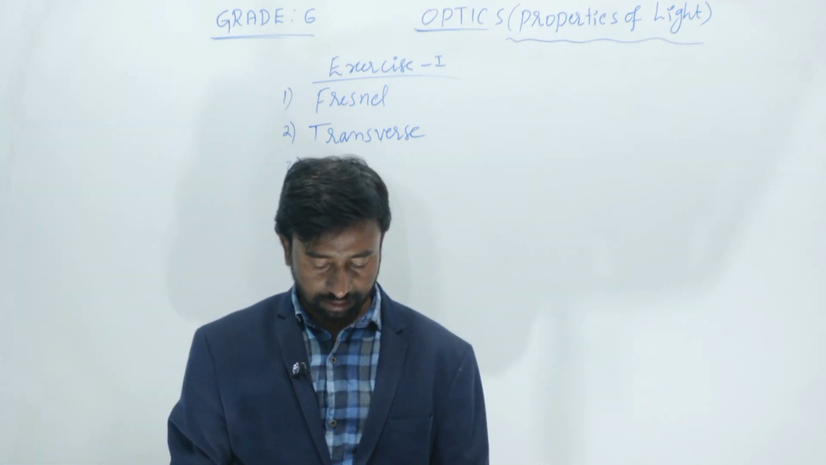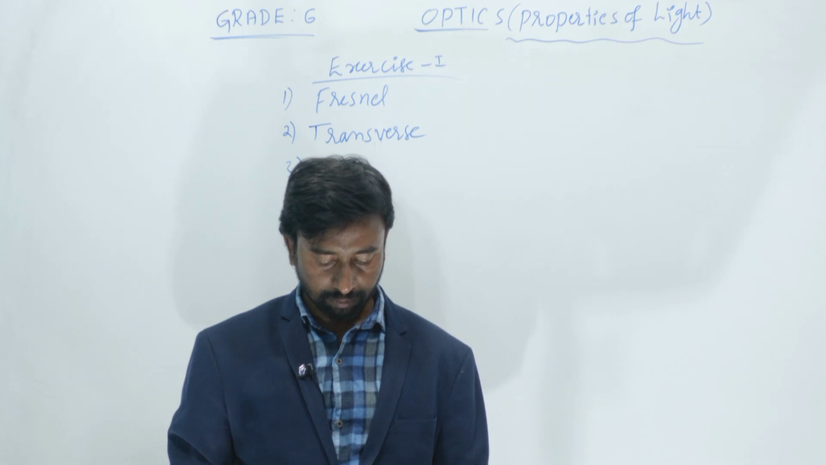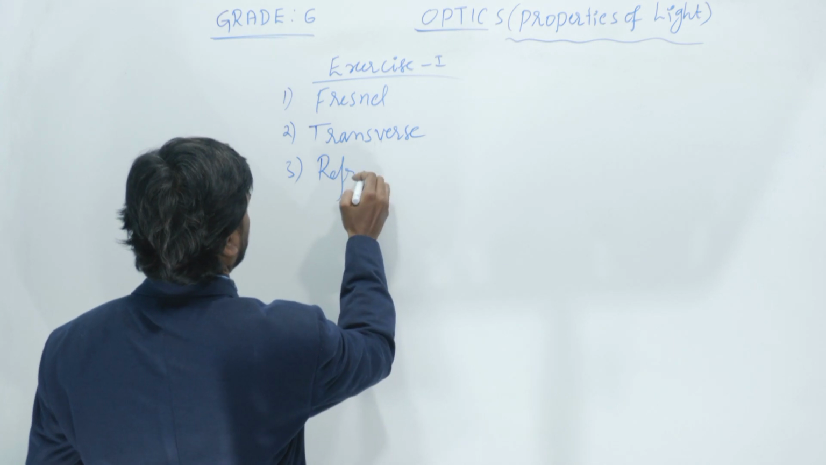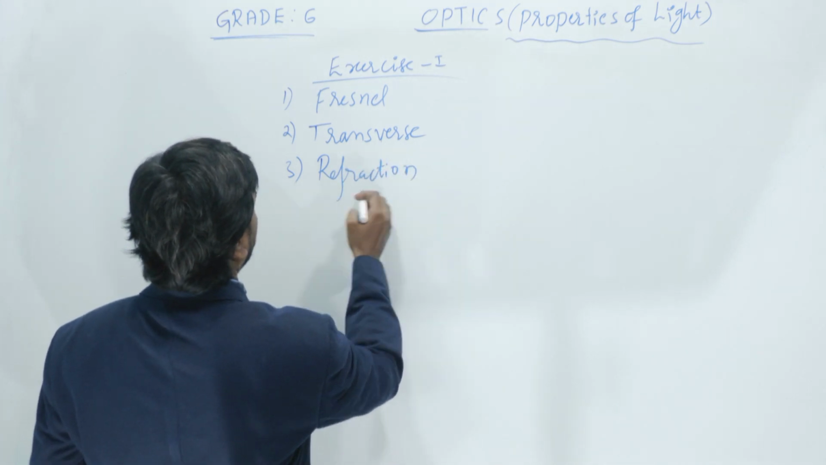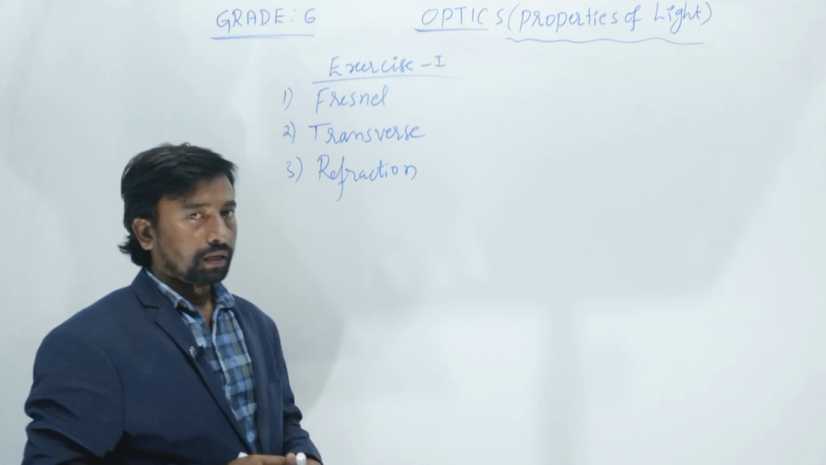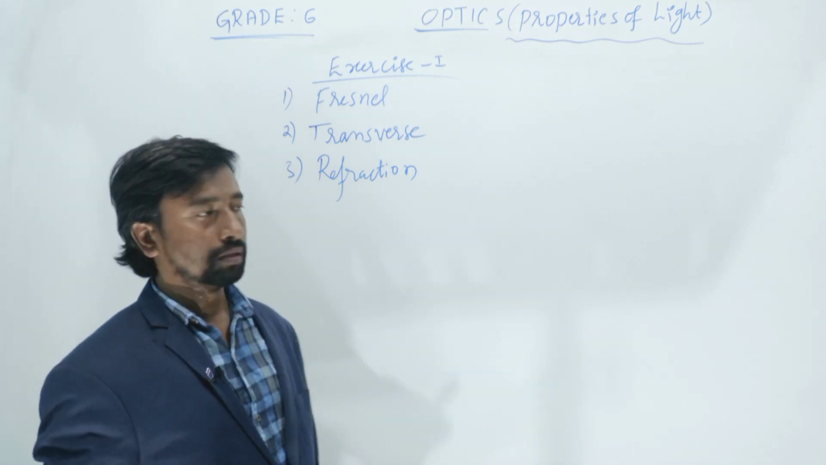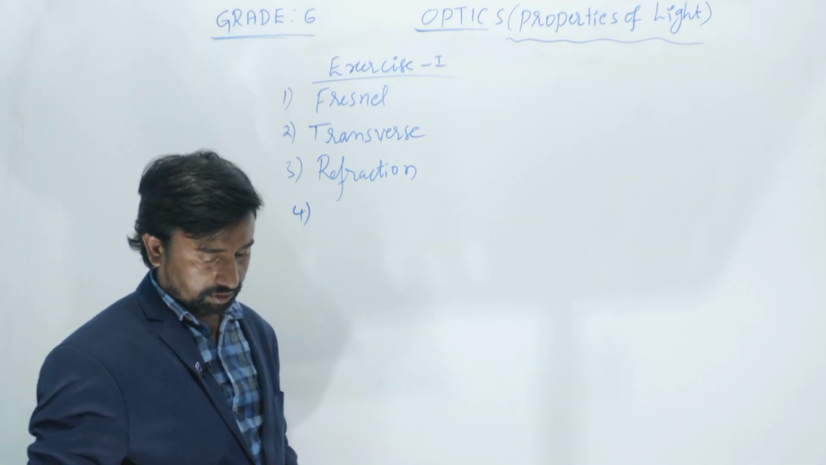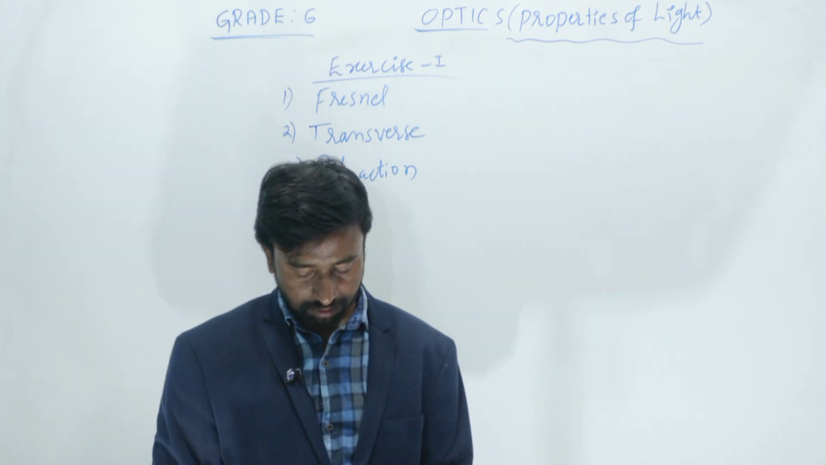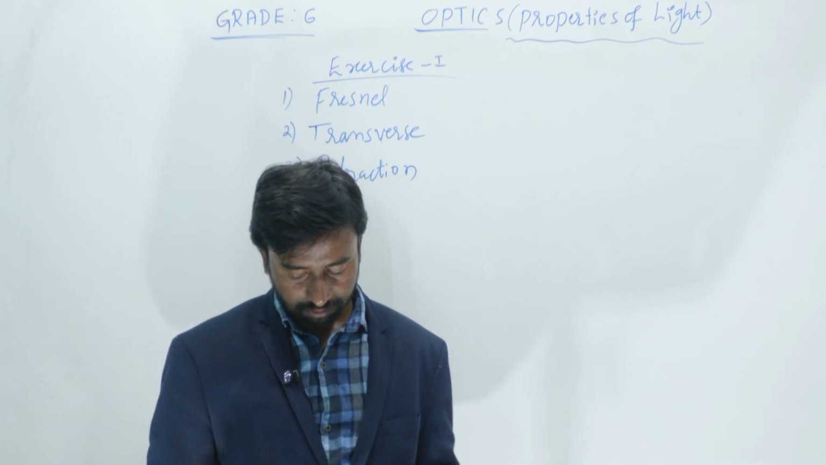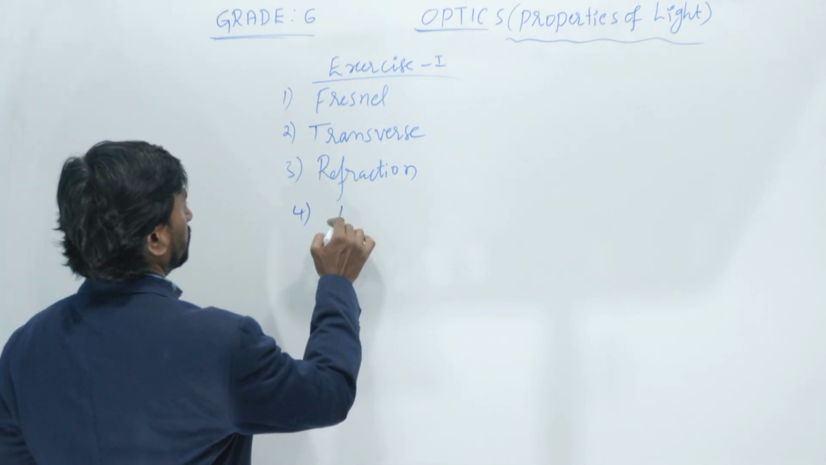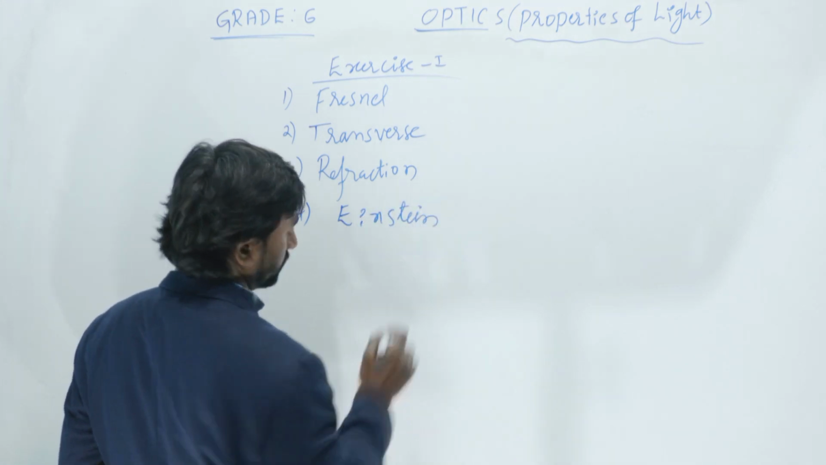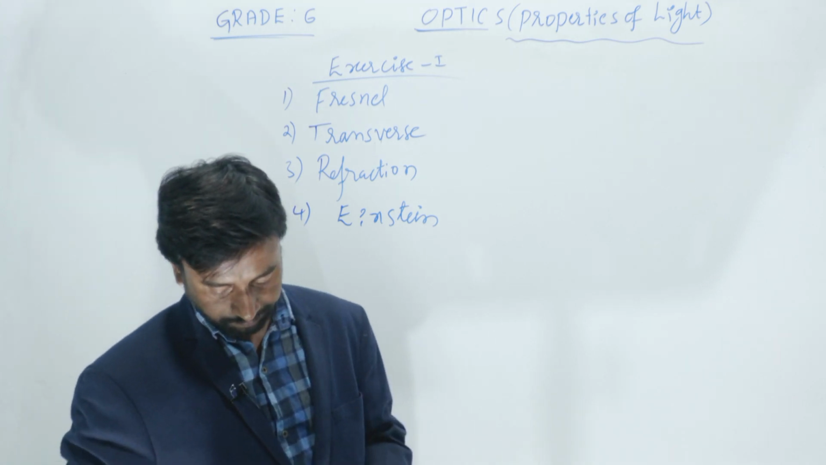So next one, when light enters from one medium to another medium, it deviates from its original path. That phenomenon is said to be refraction. Whenever light travels from one medium to another medium and deviates from its original path, it is called refraction of light. Okay. So next one, the photoelectric effect was invented by, as we have already said, Einstein. It was invented by Einstein.